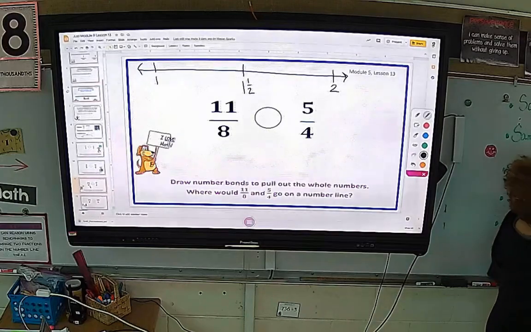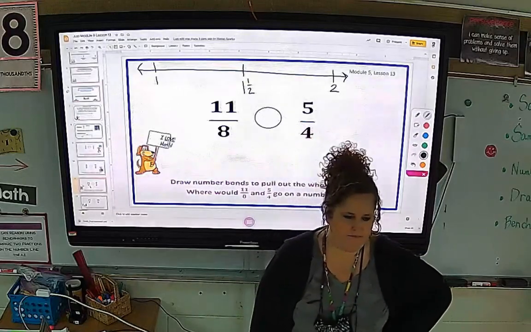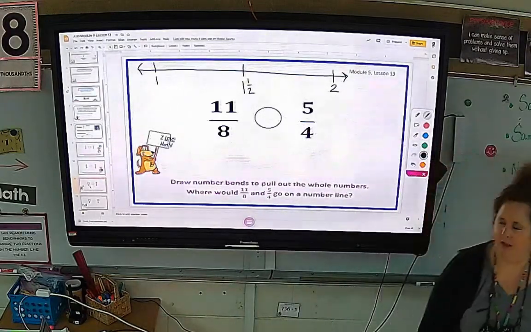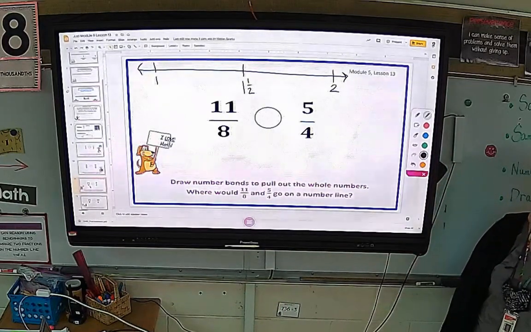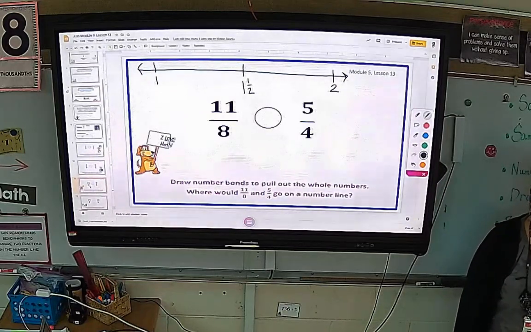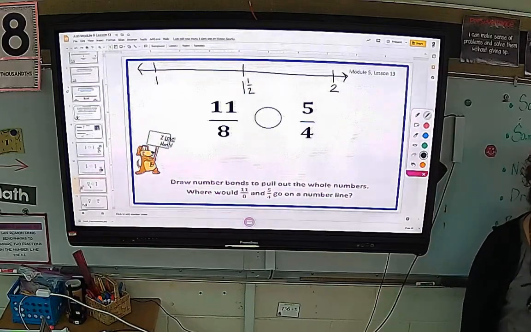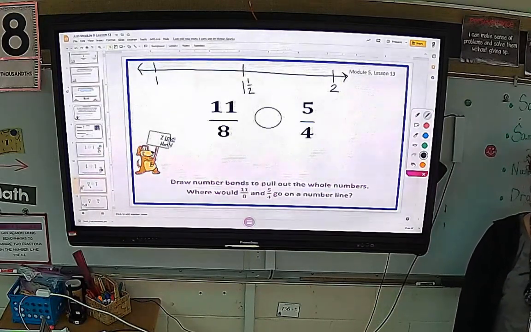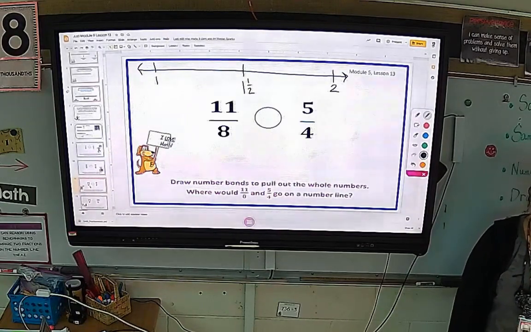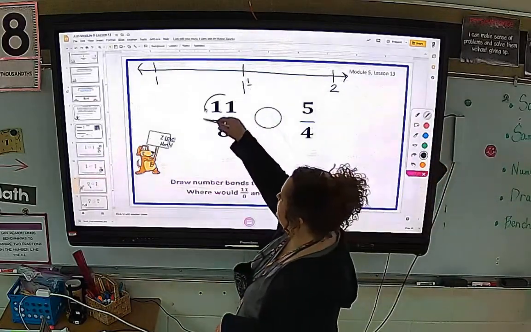Okay. All right. What do we need to do? How can we figure this out? Find where both of them are. What do we need to do to help us? We know they're both bigger than 1, but we don't know how much bigger than 1 they are. So what do we need to do? What would help us? You have to draw the number bonds. All right, so down below your number line, if you would make this a number bond.